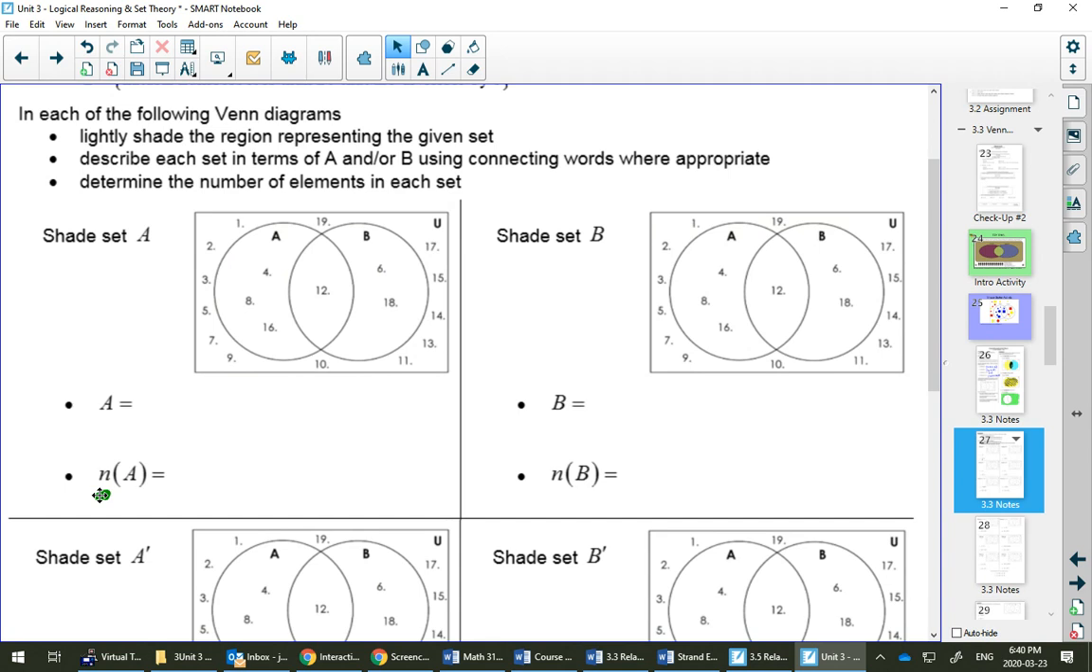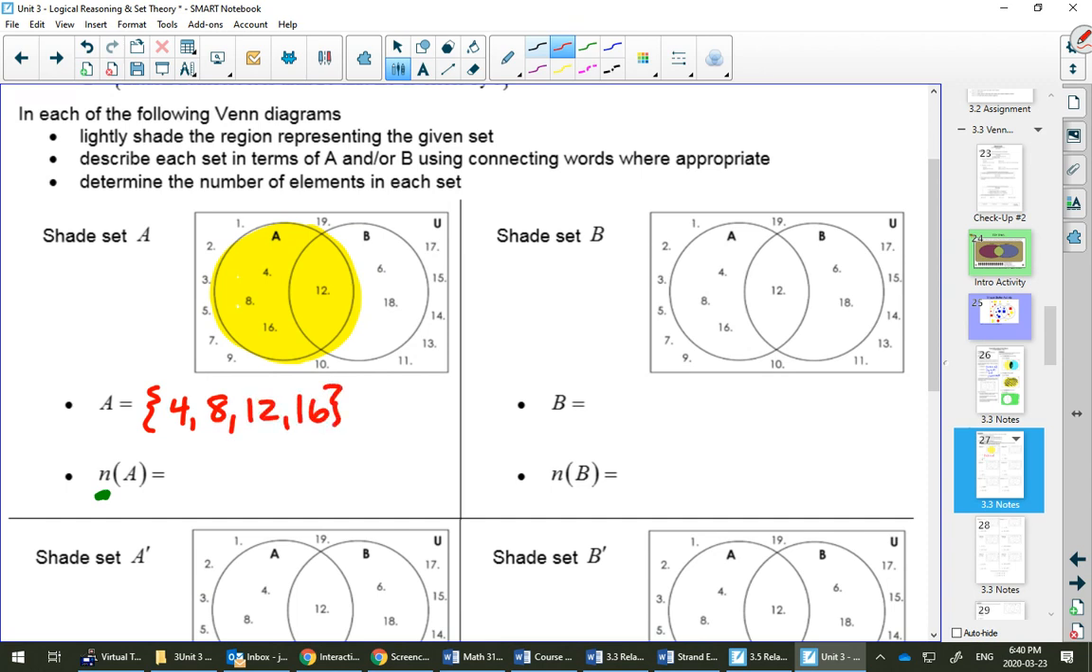Set A is going to be everything that's included in the circle A. And so that would be everything here. If I was actually listing the elements for set A, I would use squiggly brackets, and I would write 4, 8, 12, and 16. Some people find it helpful to just draw a circle around that piece. All right, if I'm talking about what the number of elements are in A, if I count up my elements, I have 4 elements in A.